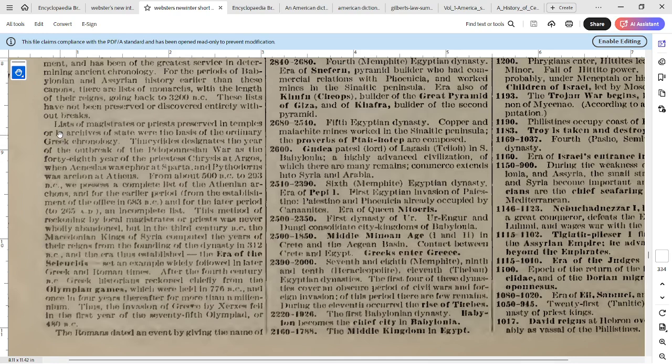Lists of magistrates or priests preserved in temples or in archives of state were the basis of the ordinary Greek chronology.